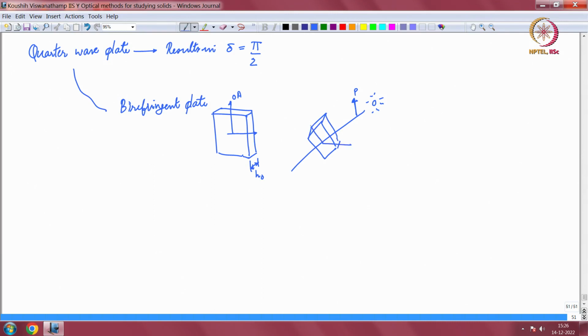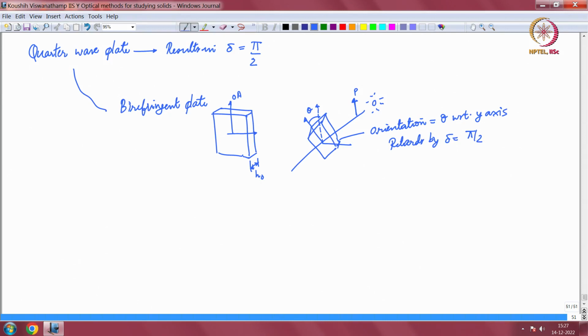So, your direction with respect to, let us say, the y axis is theta. Okay. So, this orientation, and it retards by delta equals pi by 2. Okay, that is what a quarter wave plate does.